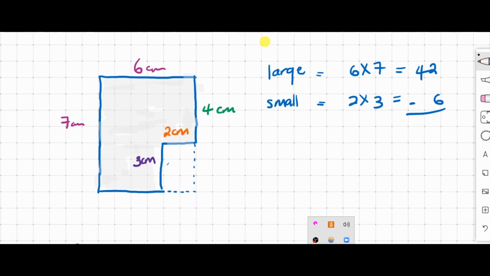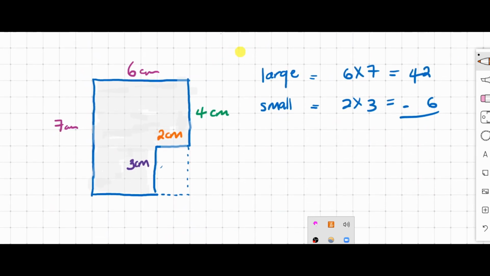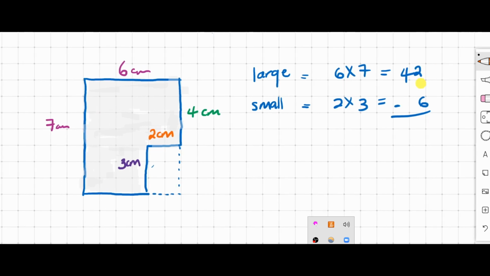Let's go with part B. So we need to find the area of the larger shape. The larger shape would be 6 by 7. That would be all of this area here. And then they want to find this unshaded area here. So 6 by 7, that would give us the 42 that's here. And then the smaller area would be 2 by 3. That would give us 6.